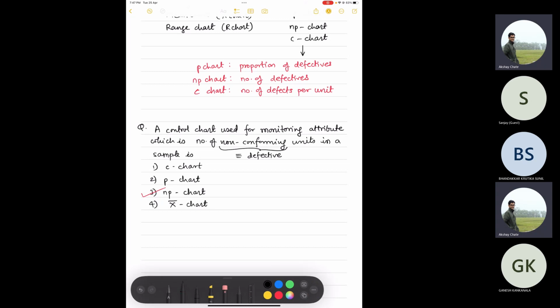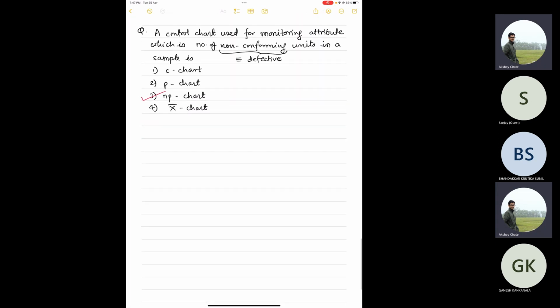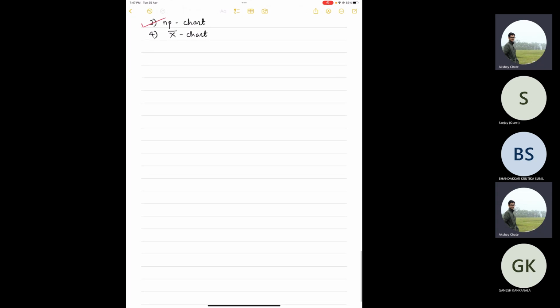Like that I can ask 3 more questions here only, but that is just consuming time. If you remember these red lines, 3 lines, you are prepared for 3 questions, don't worry. Now next, for variables and for attributes you have different charts. We'll start with variables, but before that, something about normal distribution.